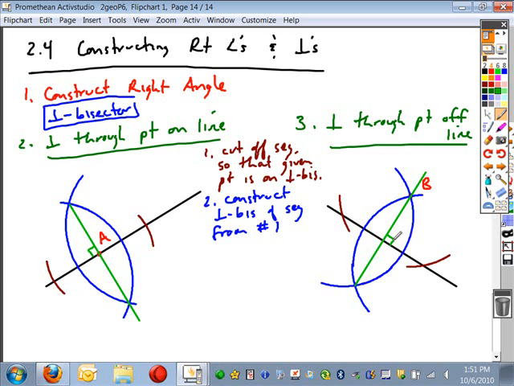Okay, so those are perpendiculars, or right angles. Okay, are there any questions about that?